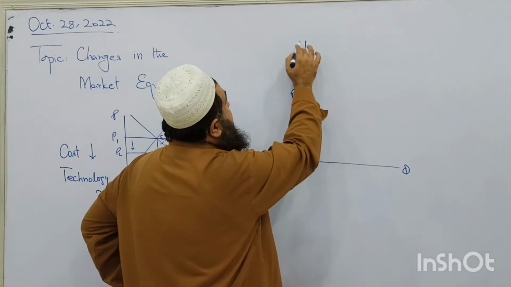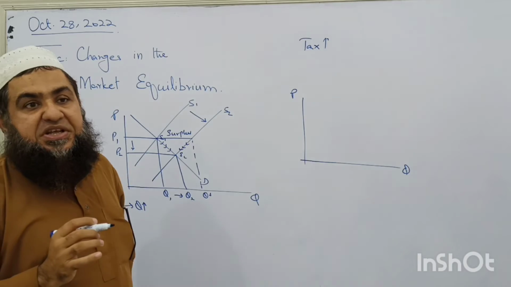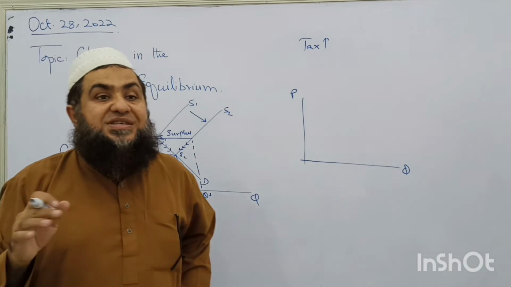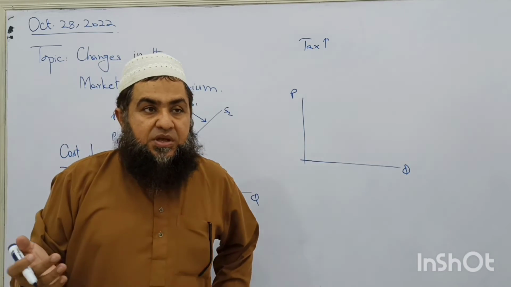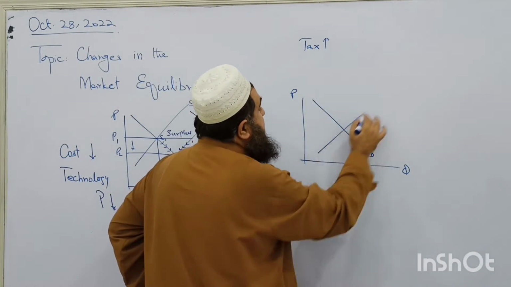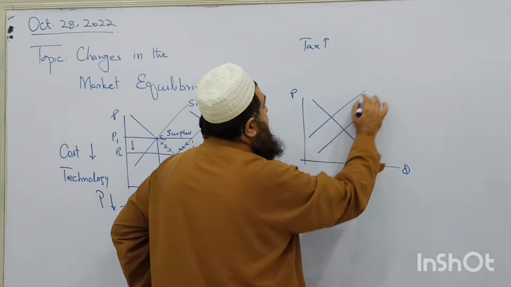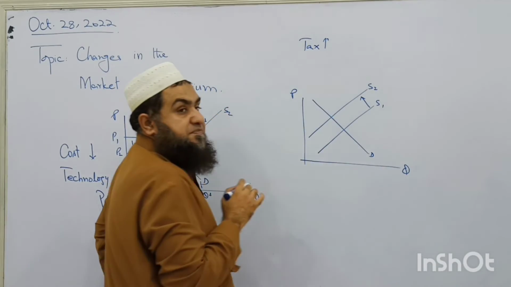Now, indirect tax has been increased by the government. When tax has been increased, what happens? It is the same as an increase in the cost of production of the producer. So when tax increases by the government, the supply curve will have a leftward shift or upward shift.